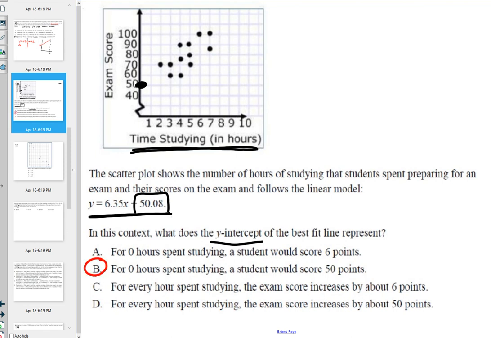That looks like it's B. You can read through the rest of them. Yeah, see, for every hour spent studying, that's a slope. That would actually be 6.35.